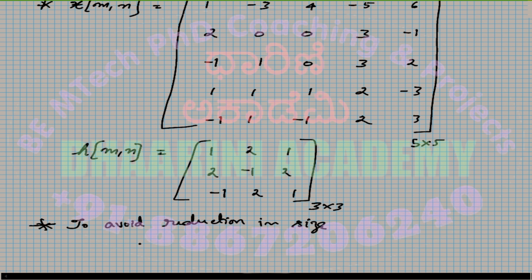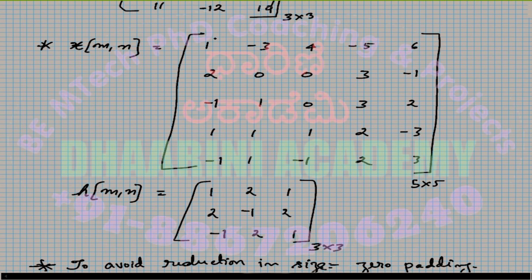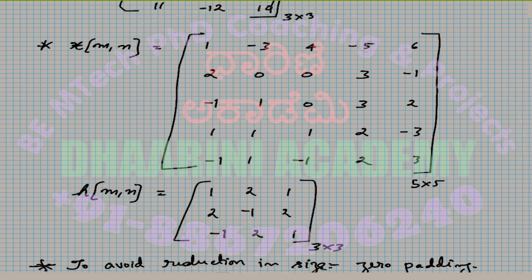In that case, you just have to avoid the reduction in the size of your result. Then you have to perform what is called zero padding. You have to pad so many zeros in such a way that the convolution results in you not losing any points. Let's try to do this now. So I have this x. Let's copy this x. This is the same problem we are trying to solve with the zero padding.